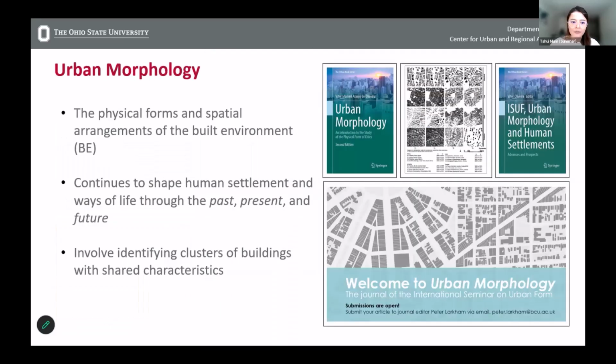So a quick overview, urban morphology is the study of the physical forms and the spatial arrangements of the built environment. It is very essential to help us understand how past decisions made on historical built environments continue to shape our life today and even inform the planning for the future. And most of the time, urban morphological study is about identifying groups of buildings with similar characteristics.